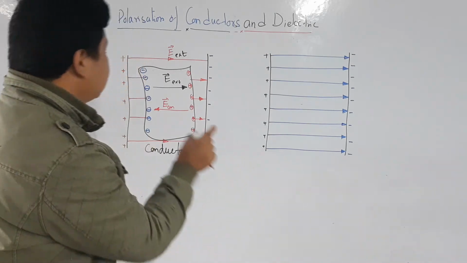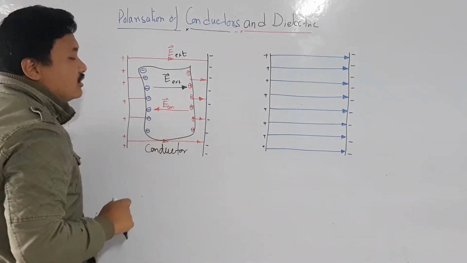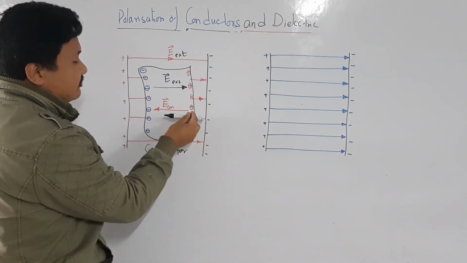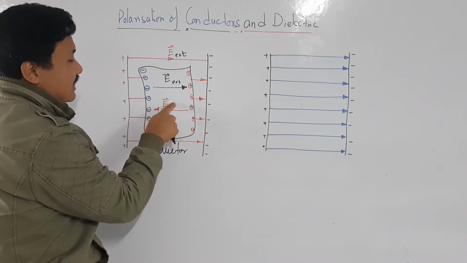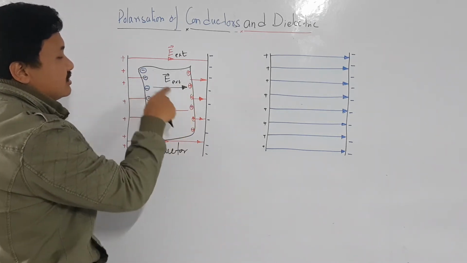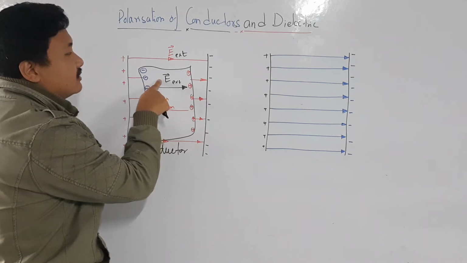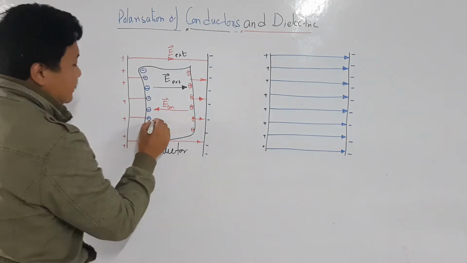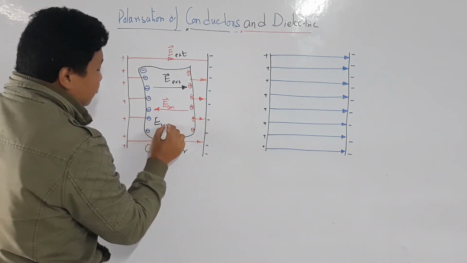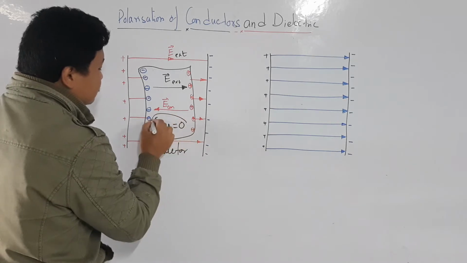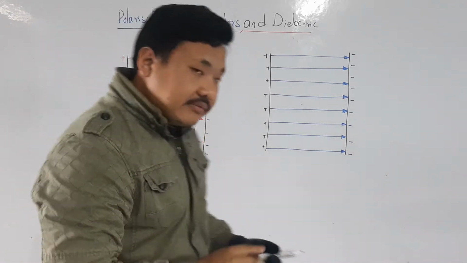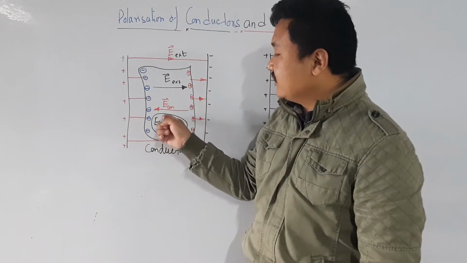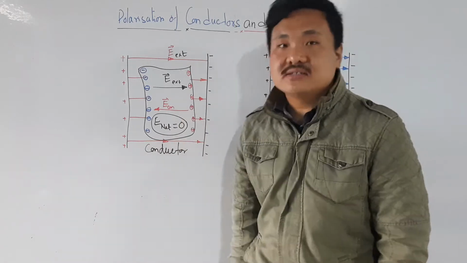Now if you see, this length and this length are equal and opposite. One electric field is going in that direction and another electric field is coming in this direction. This electric field is because of the polarization in the conductor, and this is the external electric field from this plate to this plate, right? So how much will be the net? E net will be equal to 0. Please remember, this is a very important point. Whenever you put a conductor in an electric field, the net electric field inside the conductor is 0.